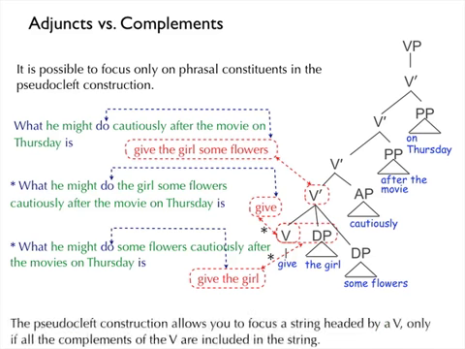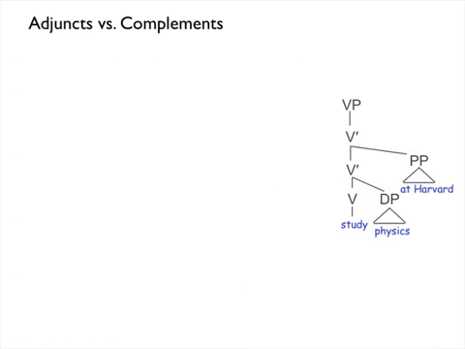So we could do this with the pseudo-cleft construction. It allows you to focus on a string headed by a V only if all the complements of the V are included in the string. And the kind of structure that we're showing here gives us a phrase structure account of why that is. Study physics at Harvard. We're going to want physics to be a complement, right? And at Harvard should be an adjunct, because you can say, what I'm going to do is study physics. And you don't have to say where, right? It's not a necessary thing that you have to bring up.